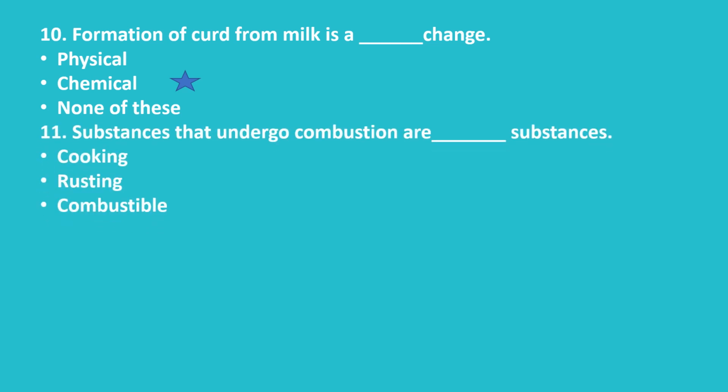Question number 11. Substances that undergo combustion are dash substances. Combustion means burning. So substances which burn are called cooking substances, rusting substances or combustible substances. The correct answer here is combustible substances.